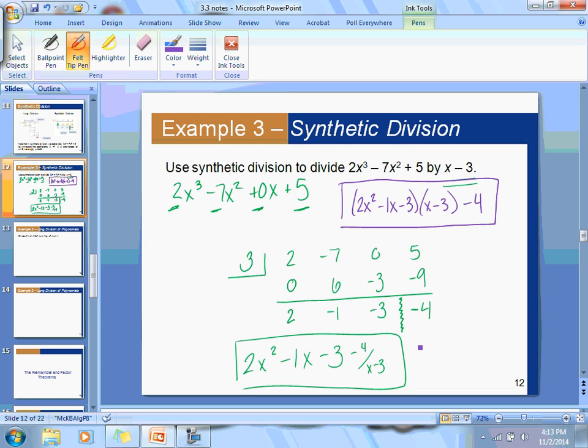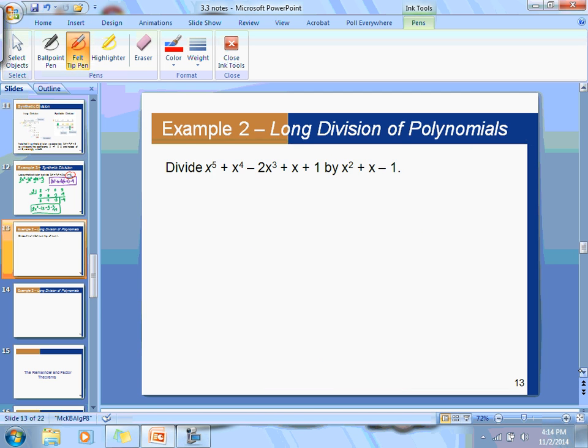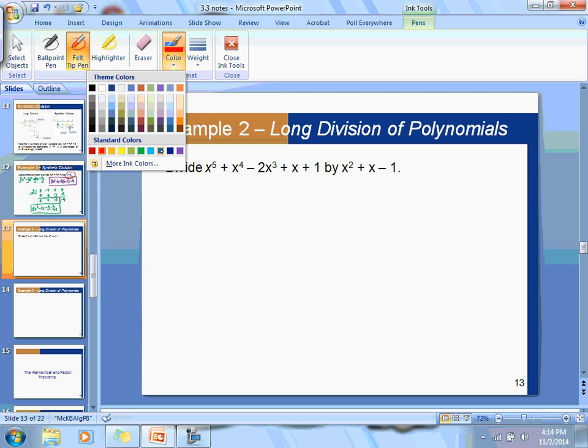Now, the downside of synthetic division is that it only works with binomials for divisors. So when your divisor is a binomial, like we had here, the x minus 3, that's the only time that you can use synthetic division. So that's the downside of synthetic division. Long division you can use with any divisor. Okay, so let's go through this one.